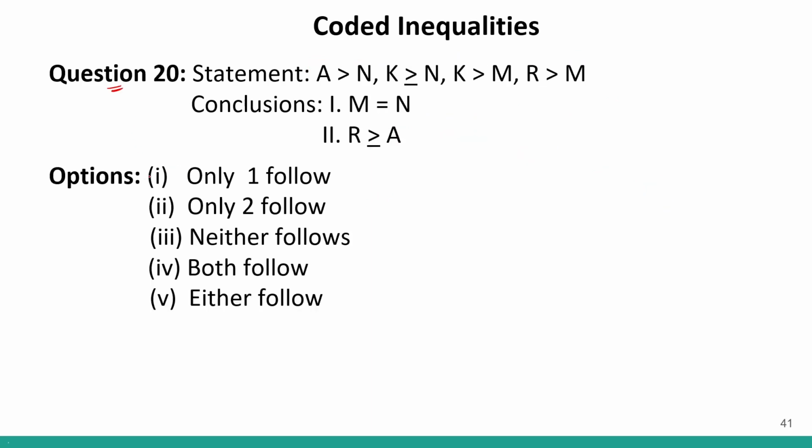Moving on to question number 20. Let us look at the conclusions. The first conclusion says that M is equal to N. Over here, I cannot see a direct relationship between M and N. It is not mentioned, so this will be false.